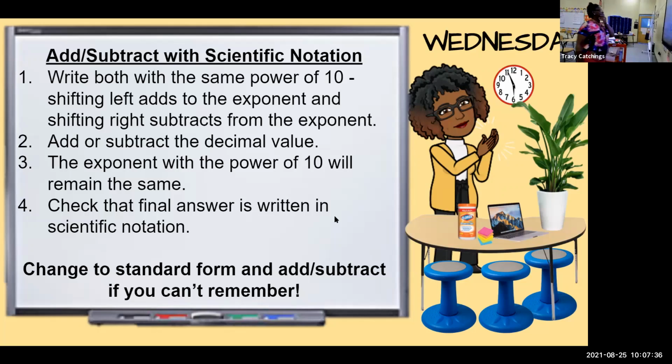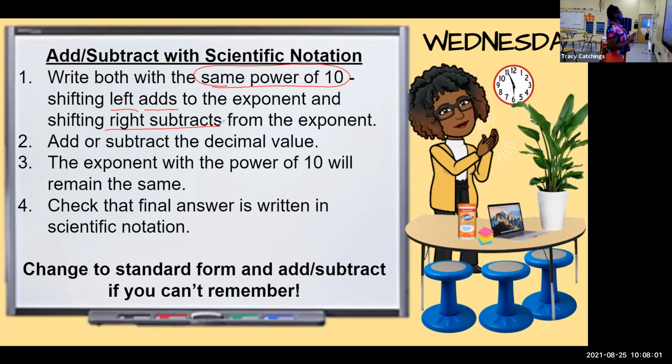All right, you may still be writing, and that's fine. I'm going to go ahead and review it. It says to add and subtract with scientific notation. The first thing tells us to make sure we write both with the same power of 10. Shifting left adds to the exponent, and shifting right subtracts from the exponent. So we have to get them with the same power of 10.